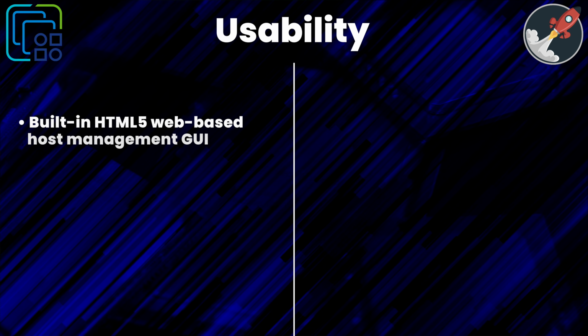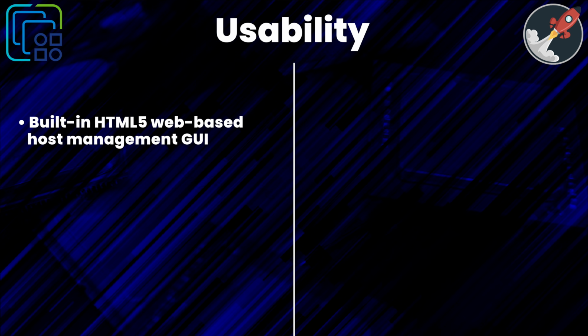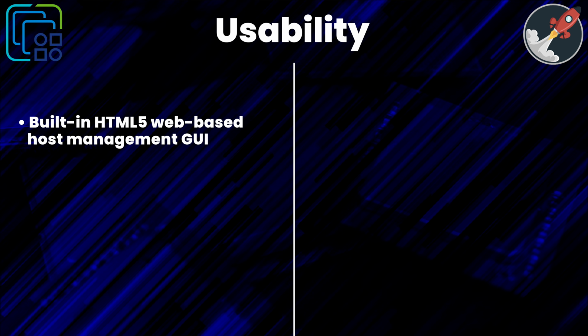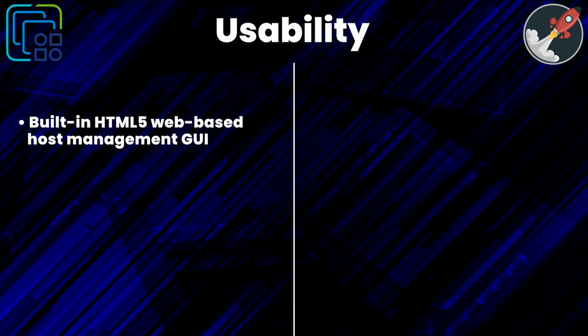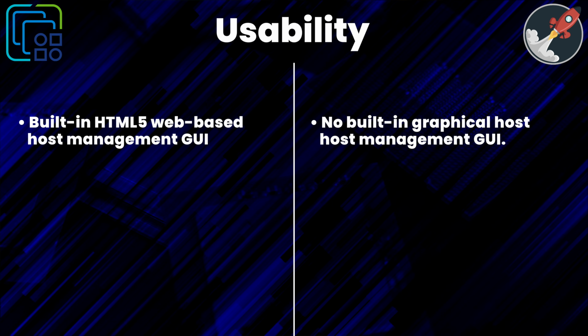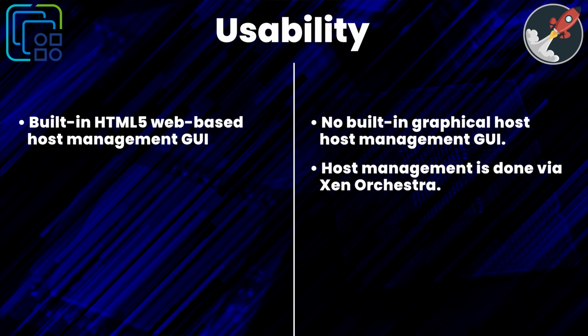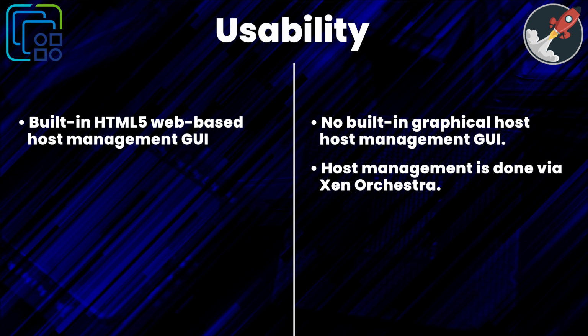By default, every deployed ESXi host has a built-in web-based HTML5 GUI. For single-host deployments, this GUI is all you need to manage your host, build and manage VMs, vSwitches, and datastores. No extra steps are needed. In contrast, a fresh deployment of XCP-ng has no local web GUI for host management. Instead, to manage your XCP-ng host, you need to deploy Xen Orchestra.